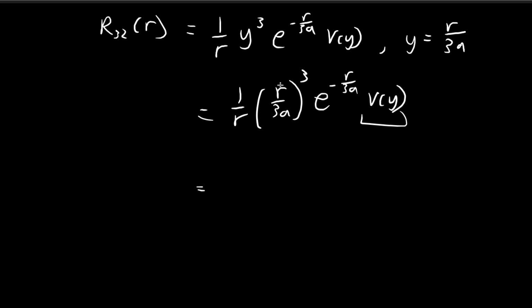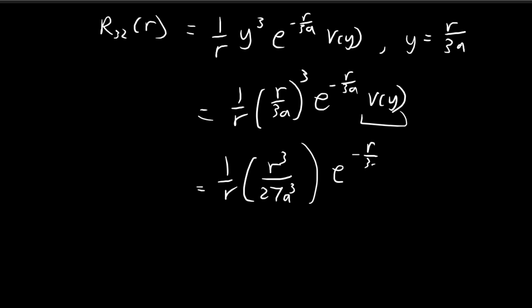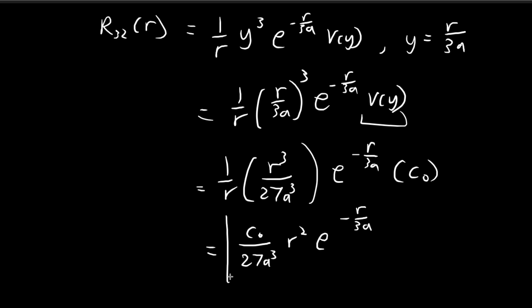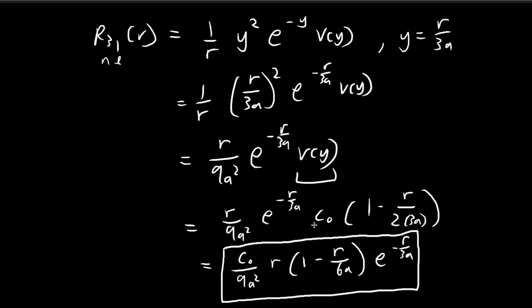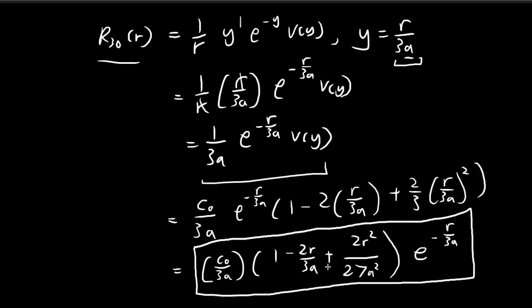And so we're essentially done here. So let's just expand, raise this to the power of 3. So we have 27a to the power of 3. And then we have these expressions. And then v of y, as we know, is just equal to one constant. So let's just group up the terms together. So we have these constants multiplied by r squared, and then multiplied by the e term. And there you have it. This is your r32. Once again, we haven't normalized this. Once you normalize this, you can find your c0. And so these are your 3 answers. So this is r31, and this is r30.